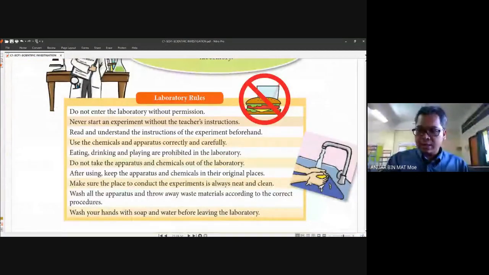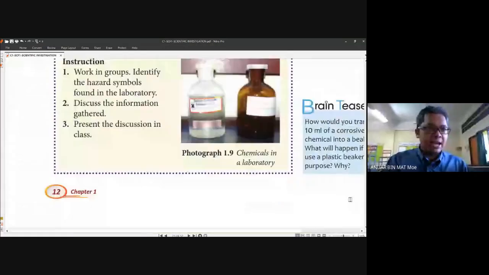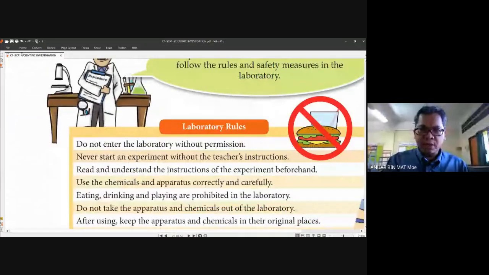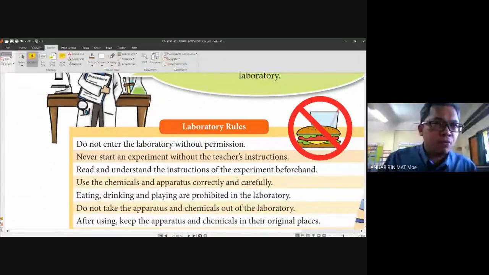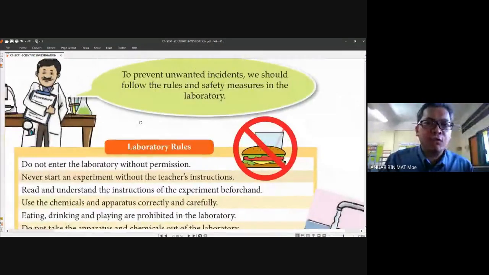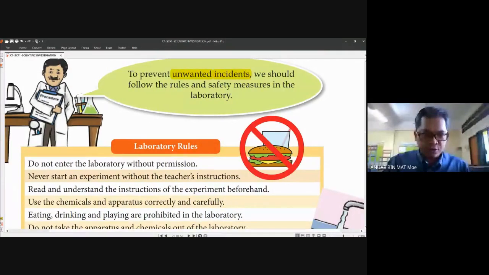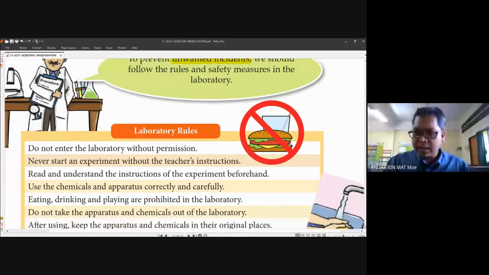We have what we call here laboratory rules. Why do we need to apply the rules? Why do you need to follow the rules? Because we do not want unwanted incidents. That's why we need to follow the rules. Rules are not there for nothing.